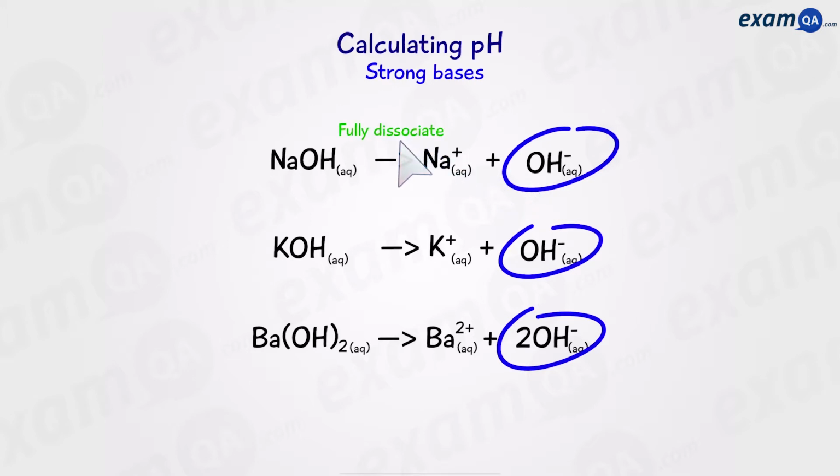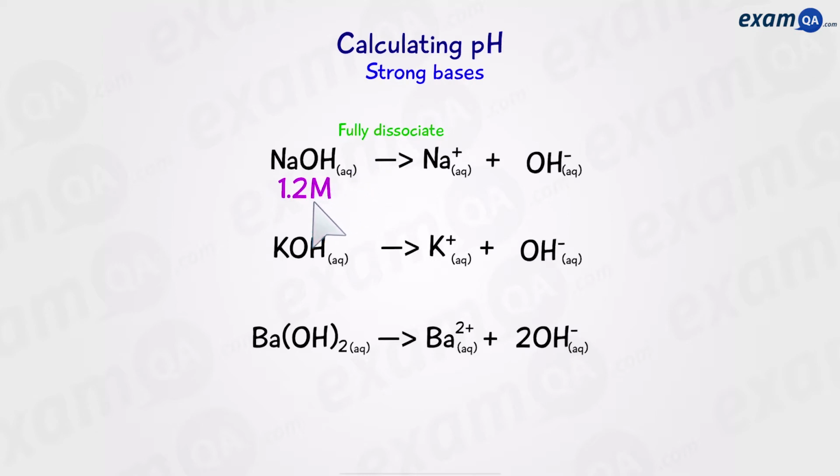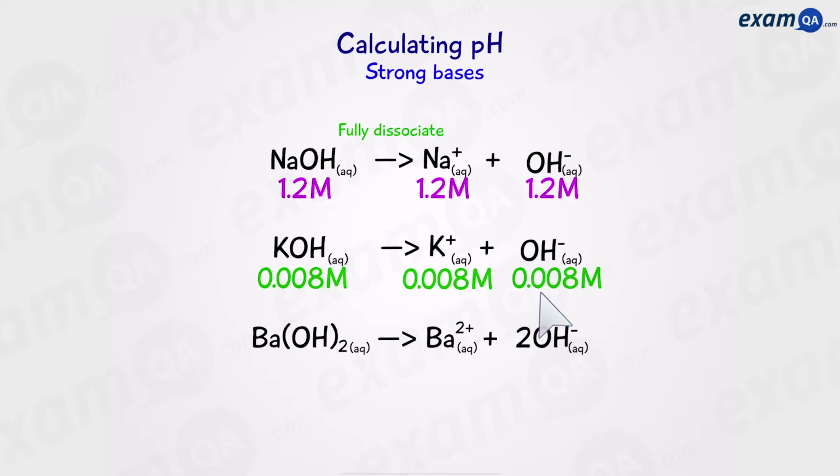So, for example, if we start with 1.2 molar of sodium hydroxide, we're going to get 1.2 molar of sodium ions and 1.2 molar of hydroxide ions. Molar just means mole per dm cubed. Or if we have 0.08 molar potassium hydroxide, we're going to get the same amount of potassium and hydroxide ions.